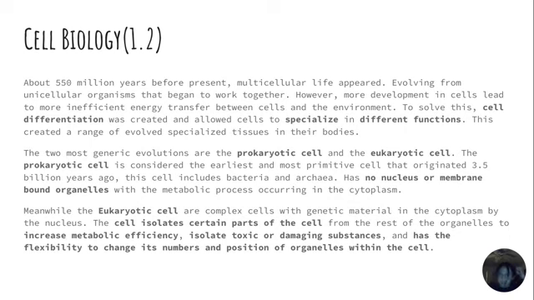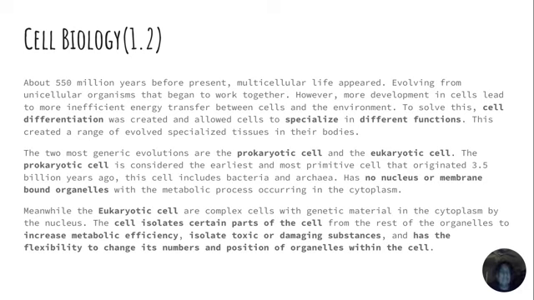1.2 Cell biology. About 550 million years ago, multicellular life first appeared, evolving from unicellular organisms that had begun to work together. They encountered a problem in their inefficiency to transfer energy between cells and the environment. To help solve this, cell differentiation was created, which allowed cells to specialize in different functions, and this created a range of evolved specialized tissues in their bodies.